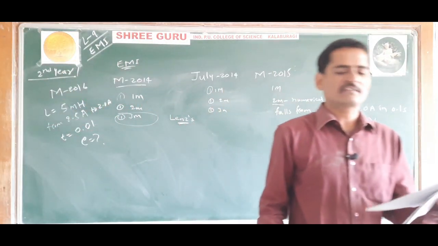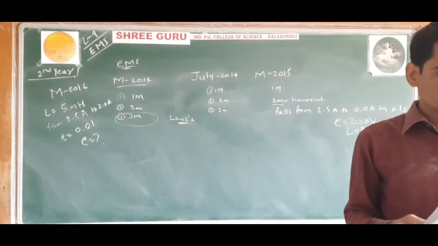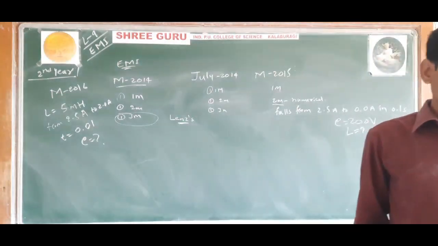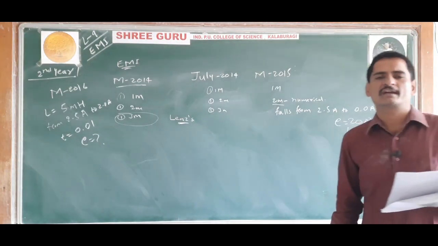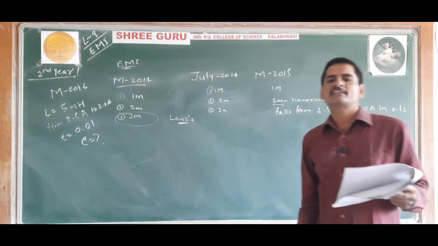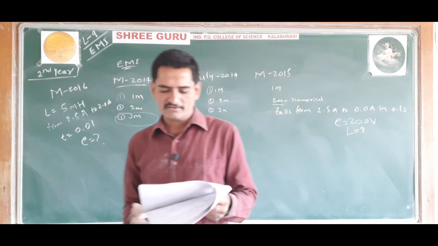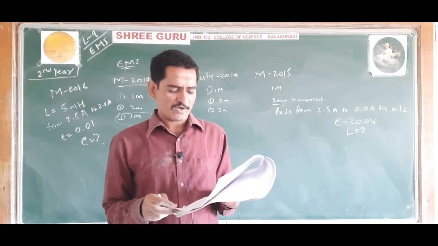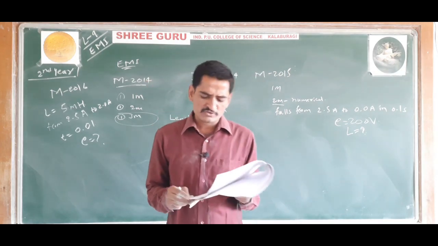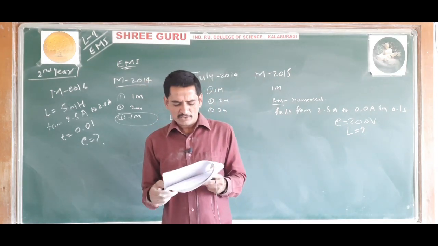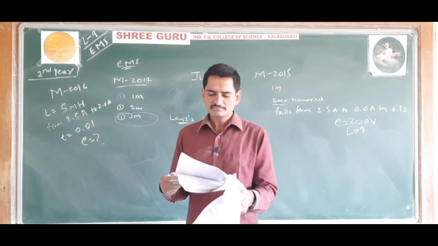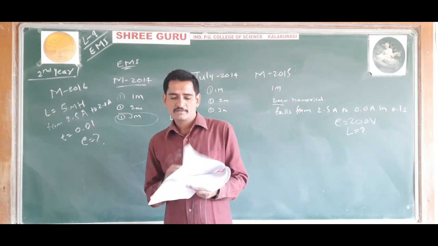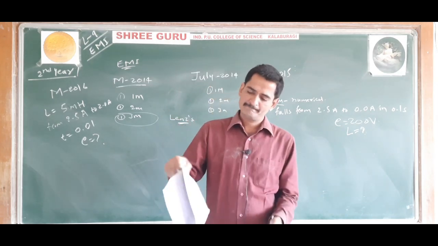2 marks question. What is meant by self-inductance and mutual inductance for 2 marks. Next, 3 marks question. Derive an expression for motional EMF induced in a conductor moving in a uniform magnetic field. Next question paper.